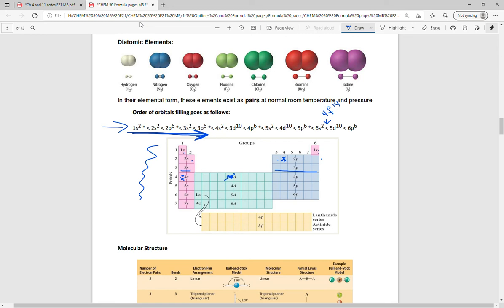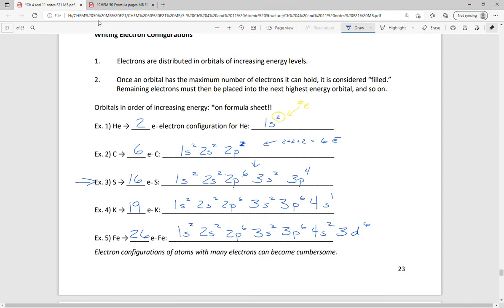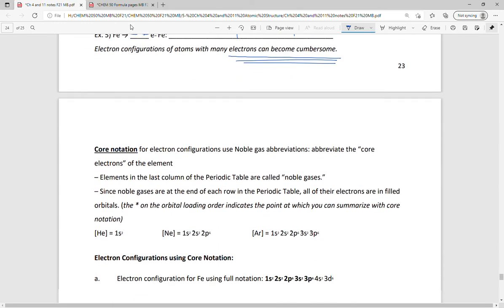One thing that I'll note is that these stars are the location of the noble gases. So we talked before about noble gases having a stable arrangement, having a full shell. And so over here you can see that the p orbitals are full for all of those noble gases. And as you're using this, you can shortcut, and that's what the next part of the notes is about. So with many electrons, obviously this can become pretty cumbersome. We're going to learn core notation as a shortcut for doing this.